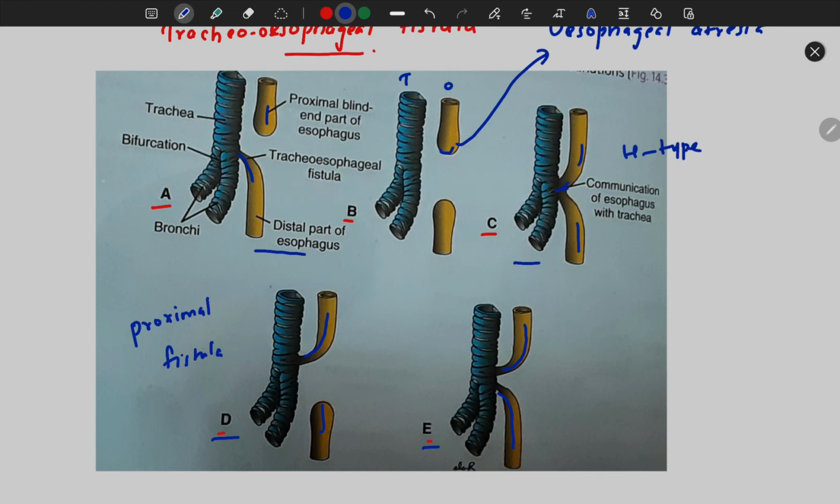The most common abnormality is of this type, seen in 90%. That is, the upper part of the esophagus ending as a blind pouch, and the lower part of the esophagus forming the tracheoesophageal fistula. These two types are seen in 4% of cases, whereas these two types are seen very rarely, in 1% of cases.